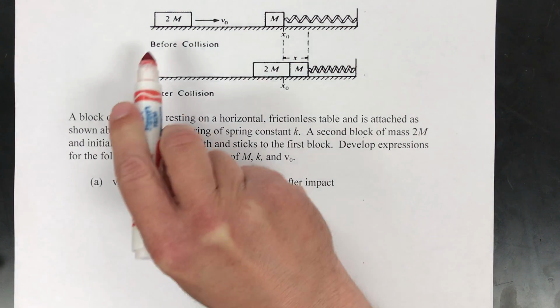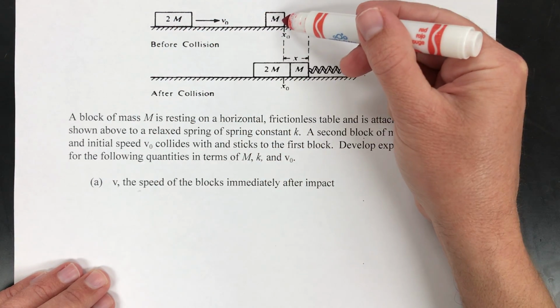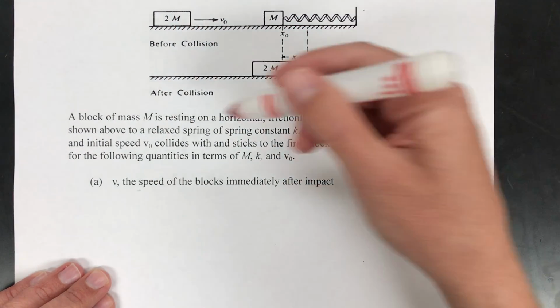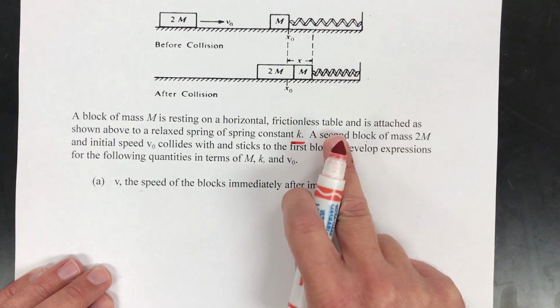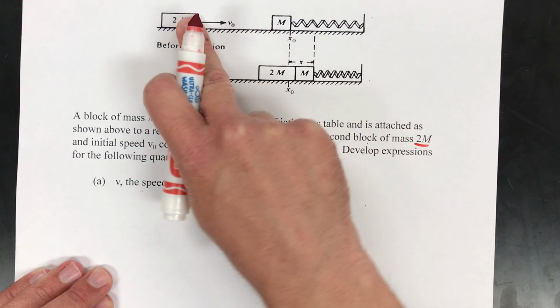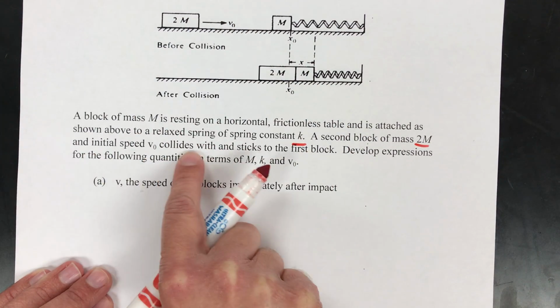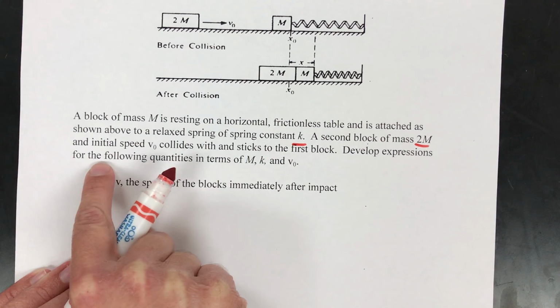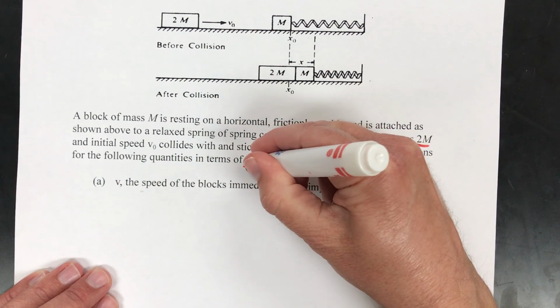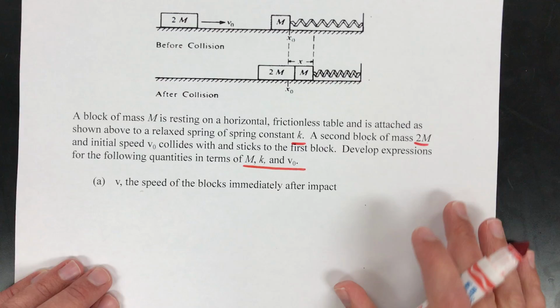So we have a block of mass m resting on a horizontal frictionless table attached to a relaxed spring of spring constant k. A second block of mass 2m right here, with an initial speed of v0, collides and sticks with the first block shown right here. Develop expressions for the following quantities in terms of m, k, and v0.